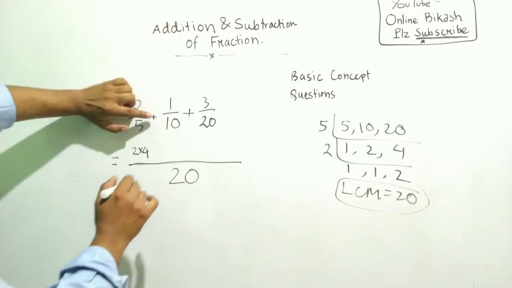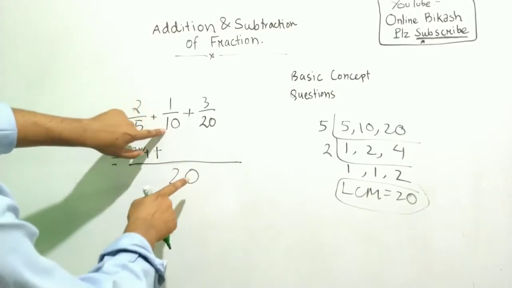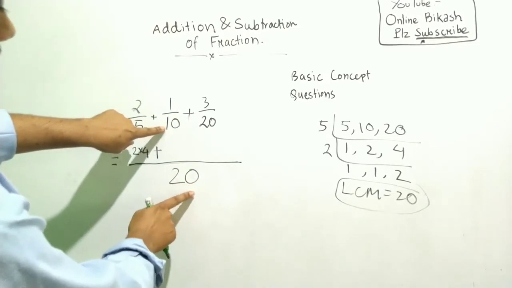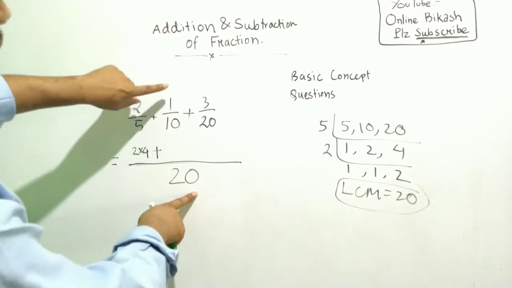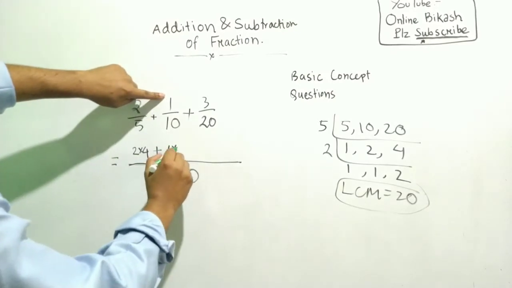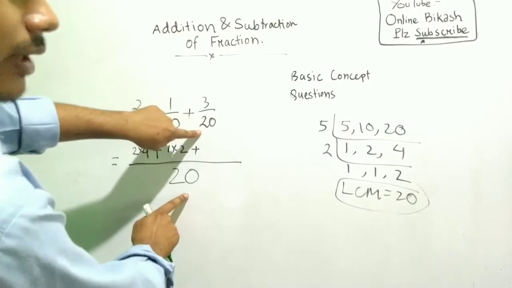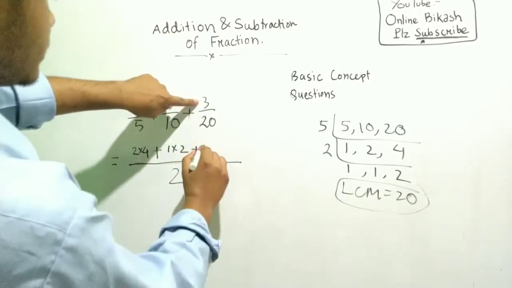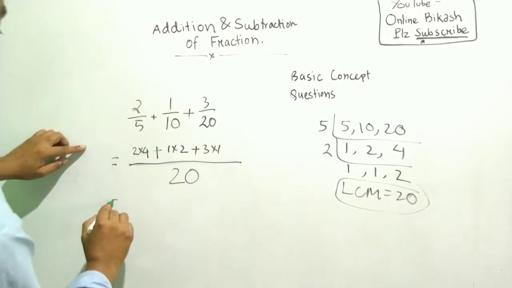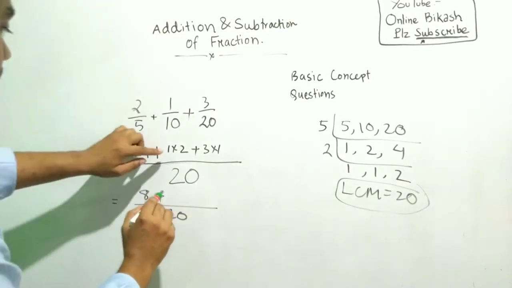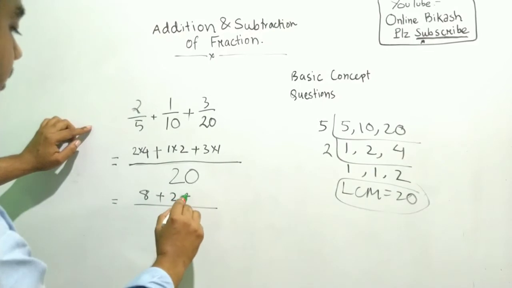Multiply by 4. Plus 10. With 10, what will you multiply to get 20? 10, how many is 20? 10 2s are 20. So that 2 you multiply here. That is 1 into 2. 20, how many is 20? 20 1s are 20. So that 1 you multiply here. 3 into 1. So what is remaining here? 20. 2 4s are 8. 1 2s are 2. And 3 1s are 3.